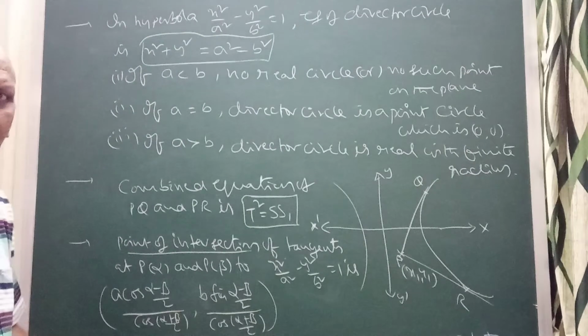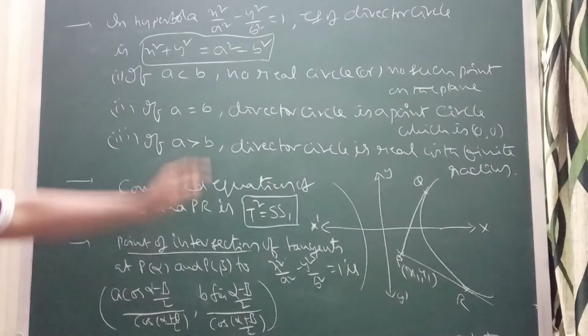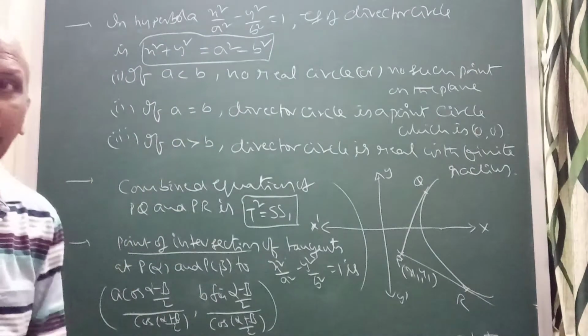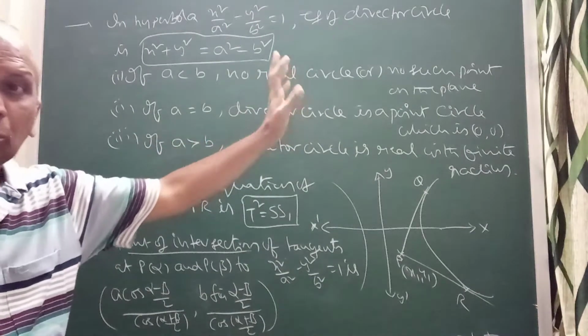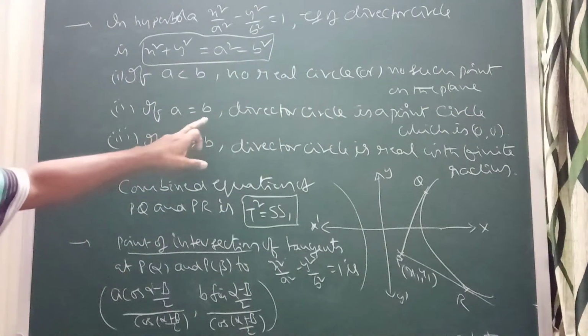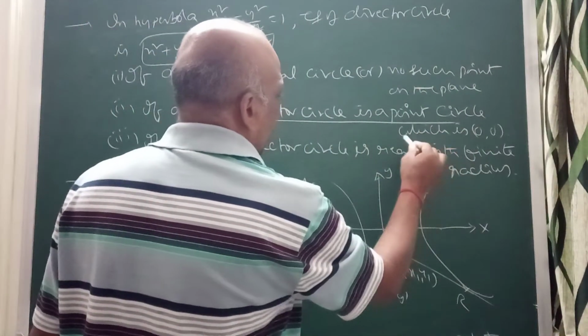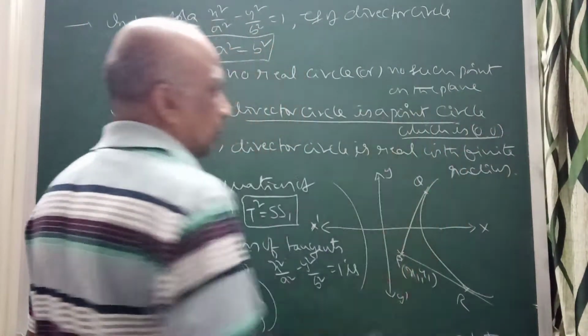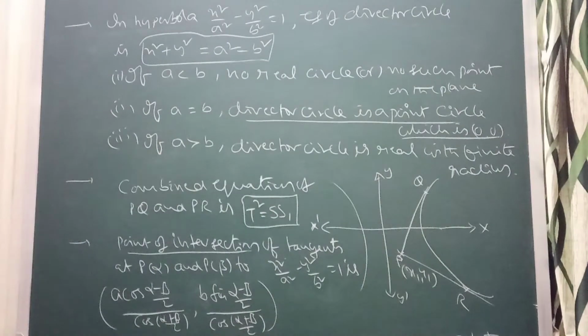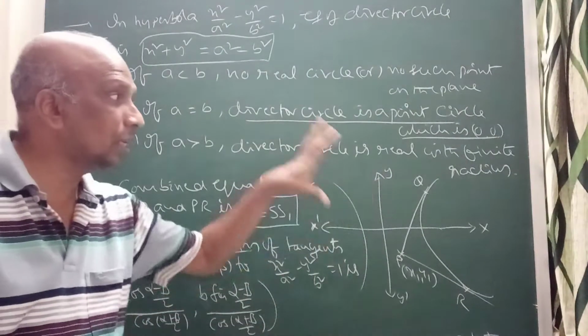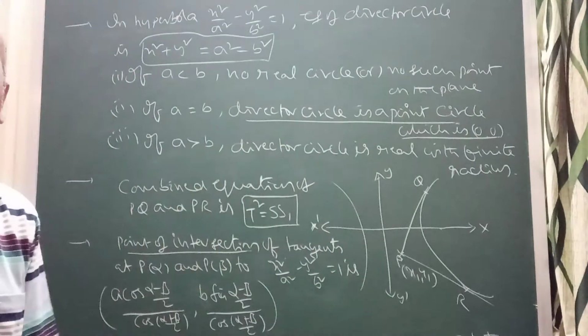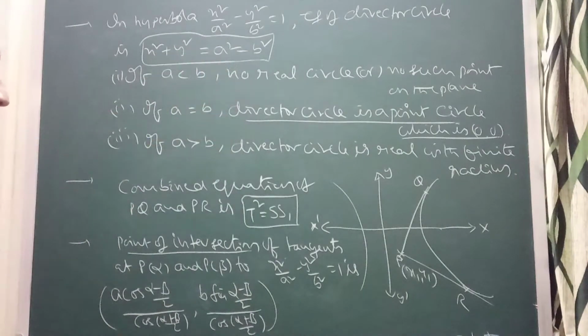We have just discussed this in the previous part. Now here, if a is less than b, there is no real circle, because there is no such point in the plane. If a equal to b, the director circle is a point circle, which is (0, 0). If a is greater than b, the director circle is a real circle with finite radius. These are the important 3 points.